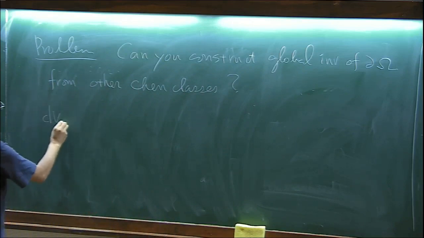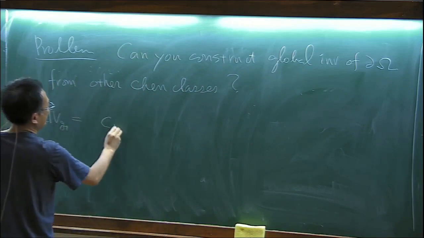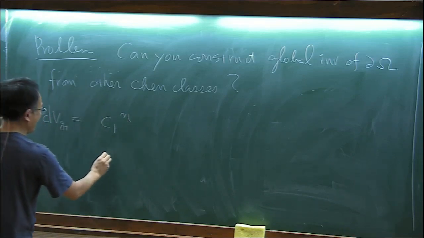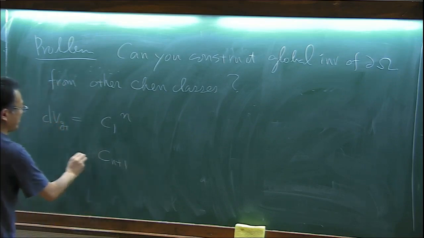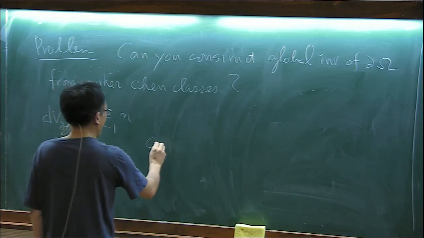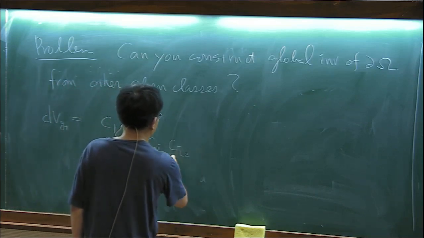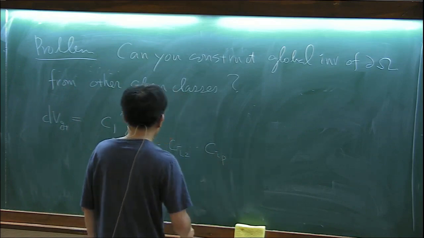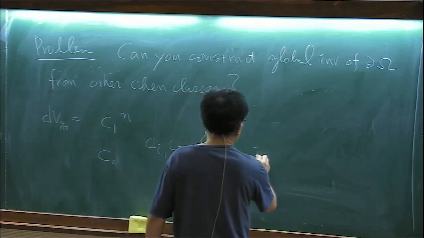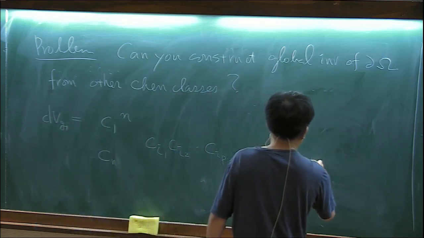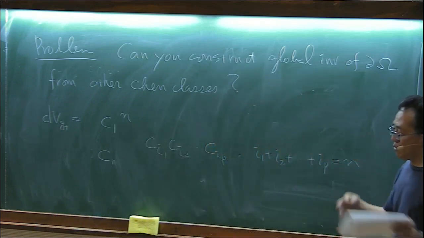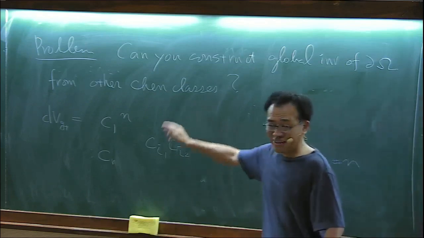So this is just c_1 to the n. c_1 is a Kähler form, and the other extreme is c_n, the nth Chern class. There should be other choices, with c_{I_1}, c_{I_2}, ..., c_{I_p}, where I_1 plus I_2 plus ... plus I_p equals n. So given such Chern classes and subject to the Bochner curvature, then you have some number.